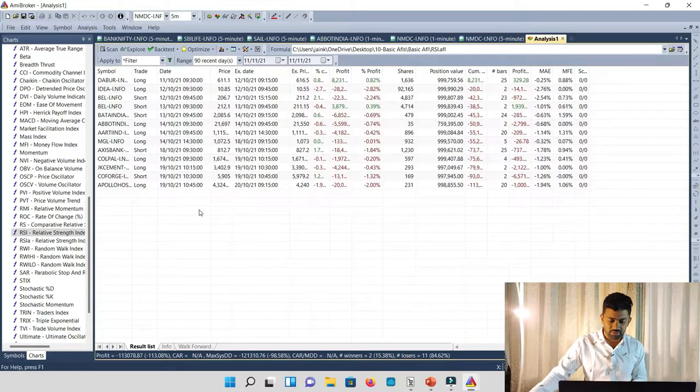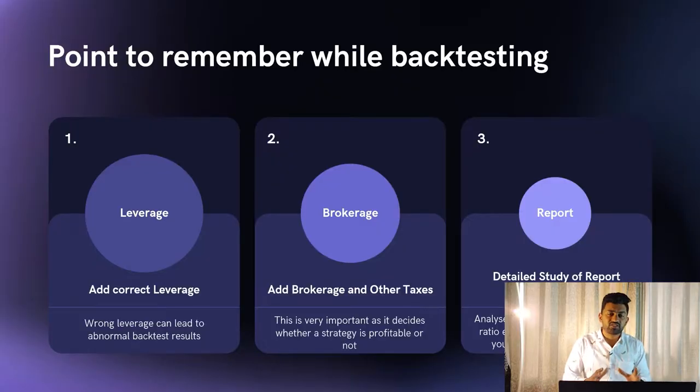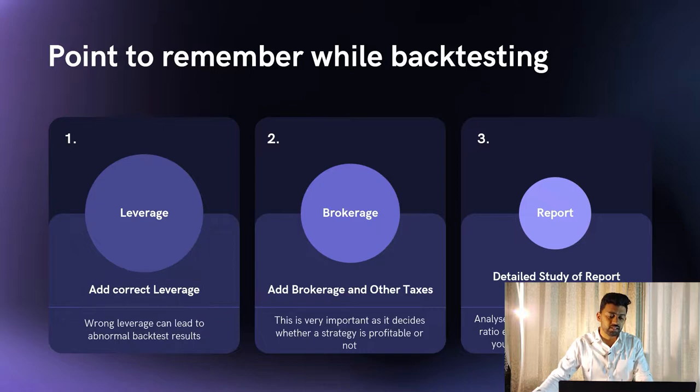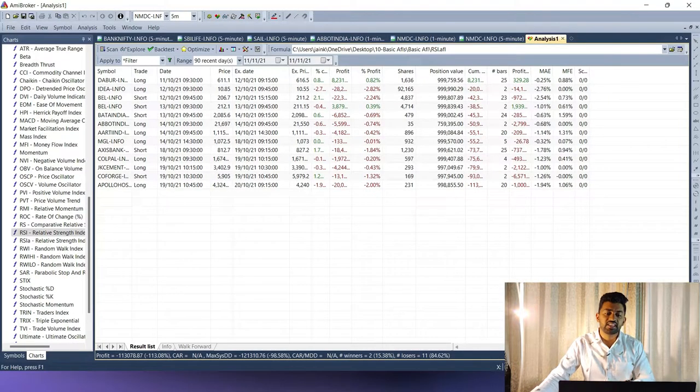Remember, when you're backtesting, always make sure that you are having proper leverage in intraday trading. Never use leverage for positional trading. If you're using leverage for intraday trading, then the leverage should be a moderate leverage, a 2x to 3x leverage that brokers give. Some people take 10x leverage, which will not work. For example, in my case here, I have taken 10x leverage.